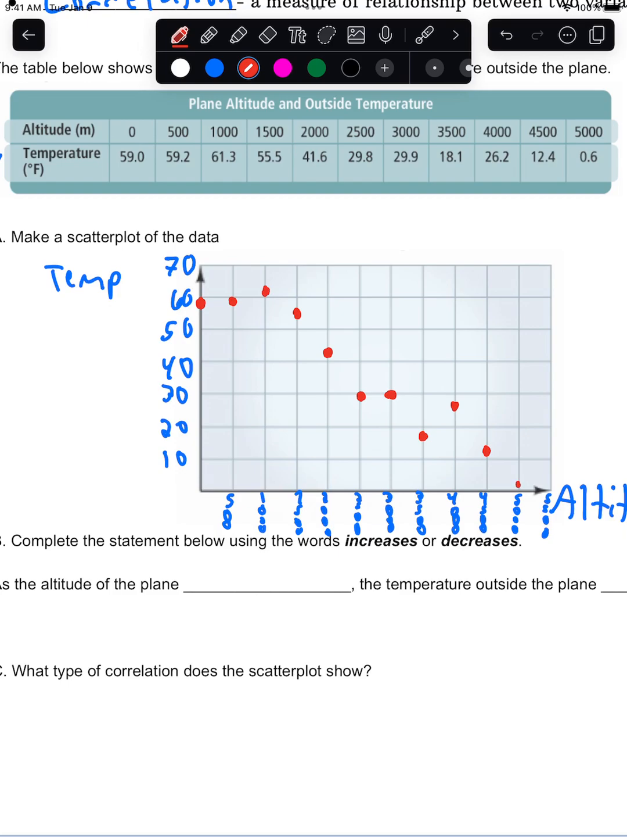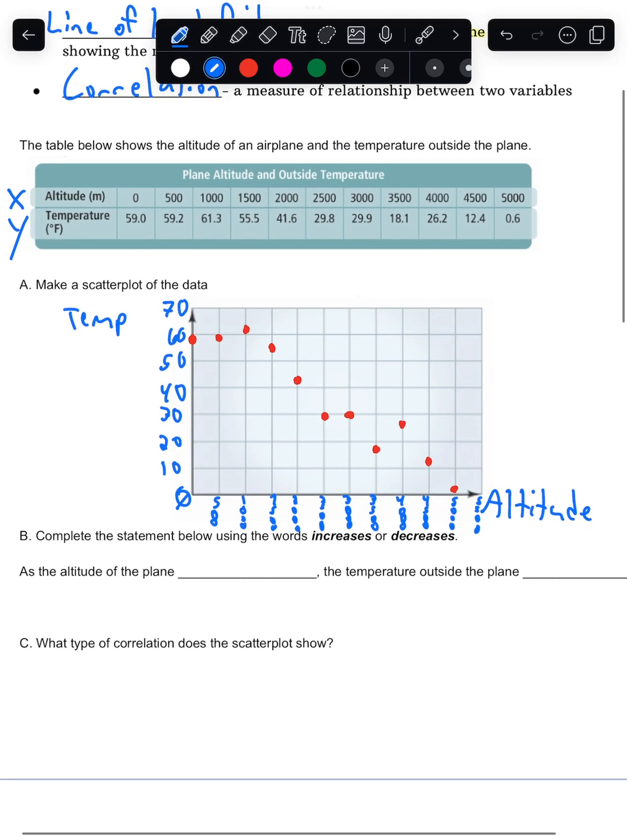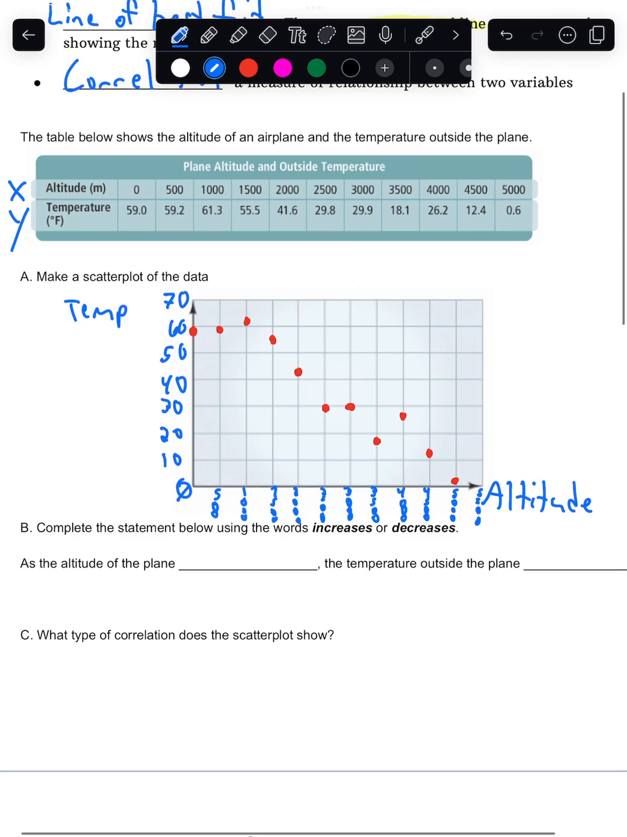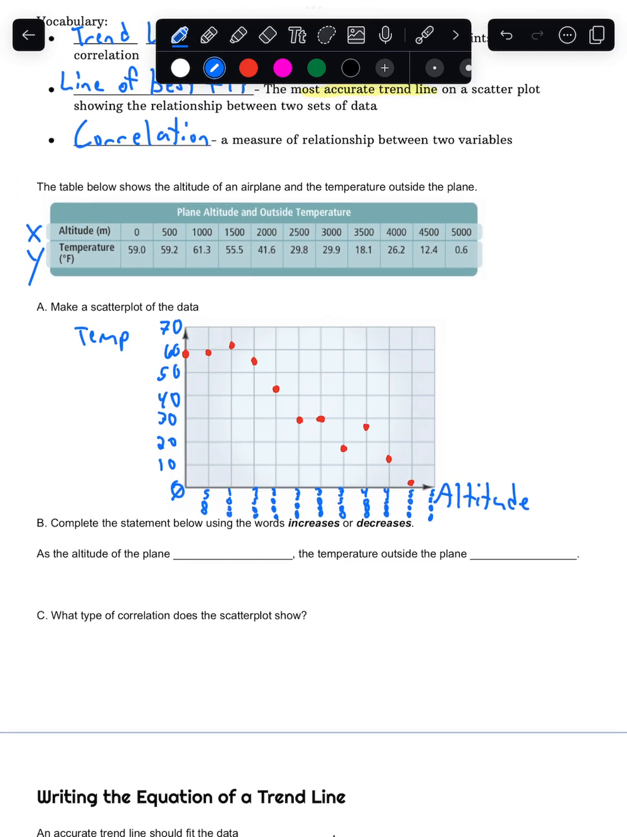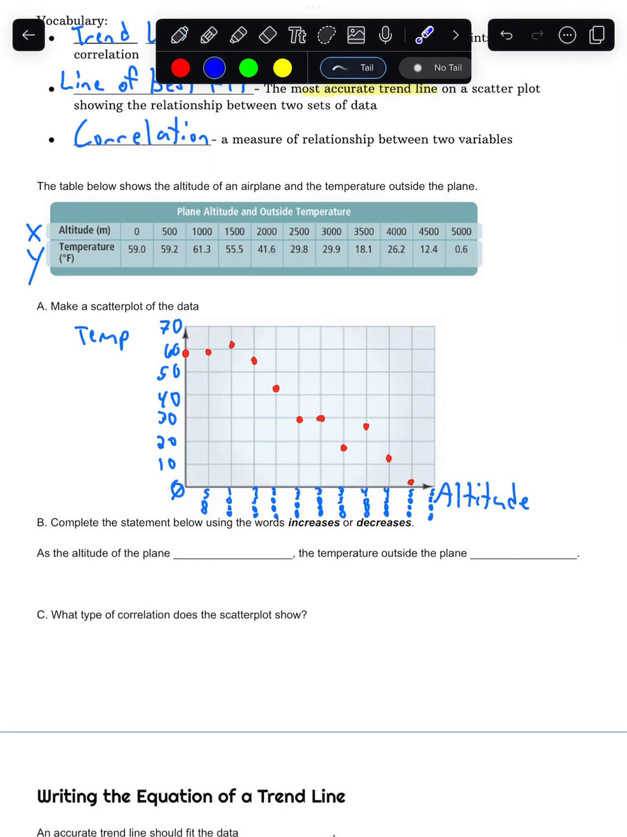So we've dropped almost all the way down to 0. Oh, that reminds me, I didn't put a 0. Let's put a 0 on that graph. There we go. Okay. So we want to complete the statement below using the words increases or decreases. So as the altitude of the plane blank, the temperature outside the plane blank. Okay, well, altitude is all this down here. So to increase it would be going to the right.